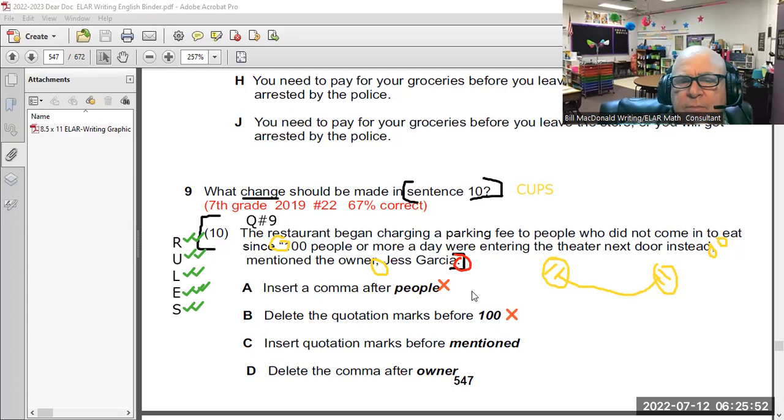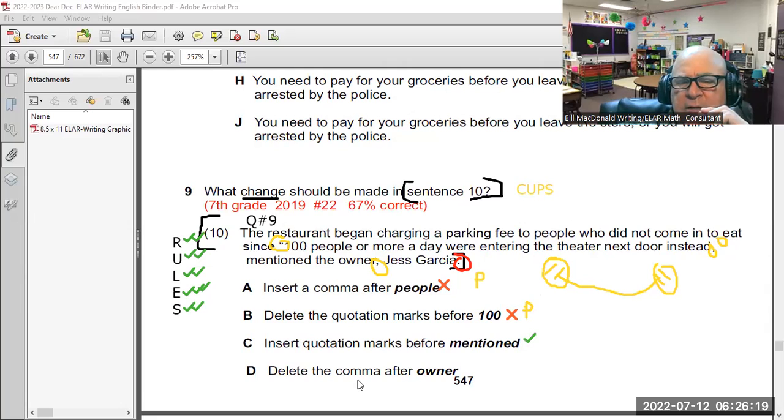All right. So what kind of mistake is inserting a comma? That's punctuation. Insert quotation marks before mentioned. Let's go look and see that. There's mentioned. They're saying, should we put quotations? Yes, because that's what we noticed. So we think that's going to be the answer.